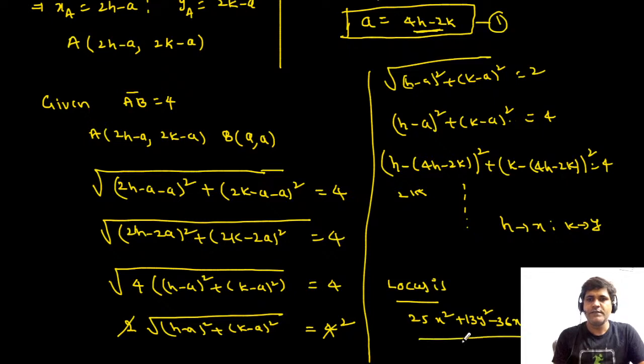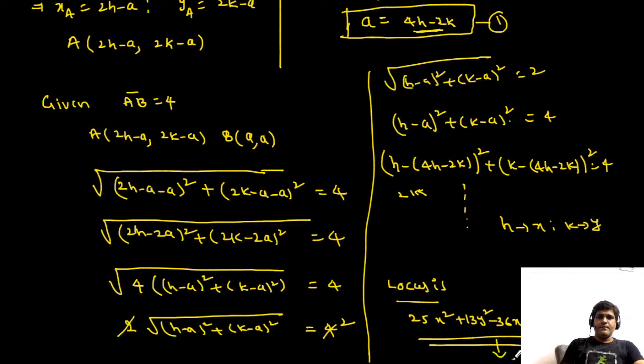So this is the required locus. If you join all midpoints, you will get this one. Geometrically it's an ellipse. Actually what it represents, the locus will be an ellipse.